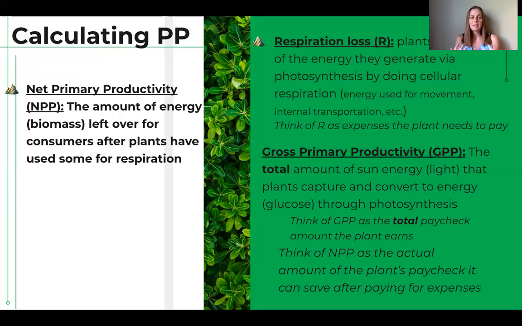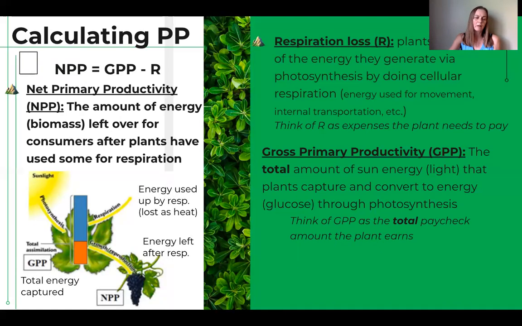So the plants take in a certain amount of energy, they use some of that energy, and the rest of it they can store. And the amount they take in is gross primary productivity, the amount they use is respiration, and the amount they store is net primary productivity. So we have this equation: net primary productivity is equal to gross primary productivity minus respiration. So one more time. GPP is the total energy that's captured, then some is lost to respiration, some of it is stored and is left over after respiration, and we call that part net primary productivity.